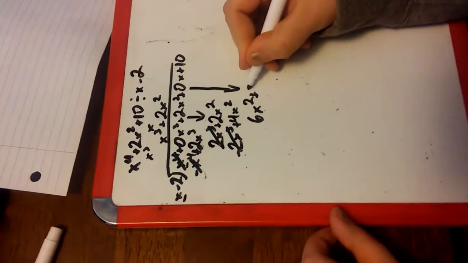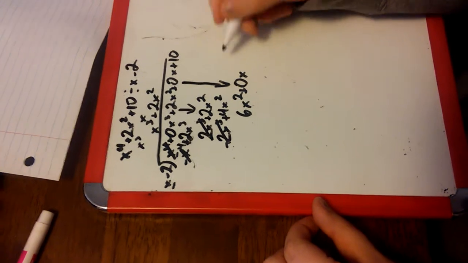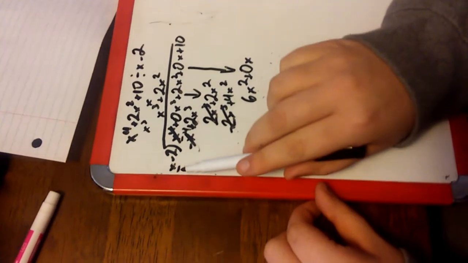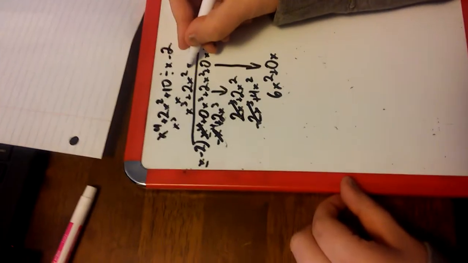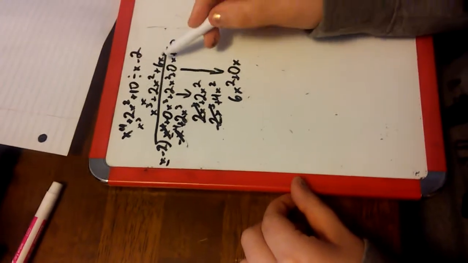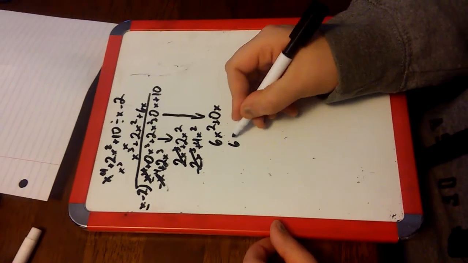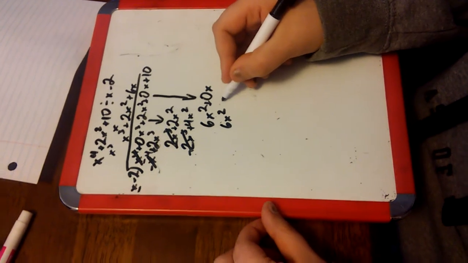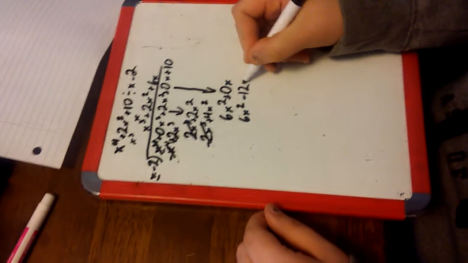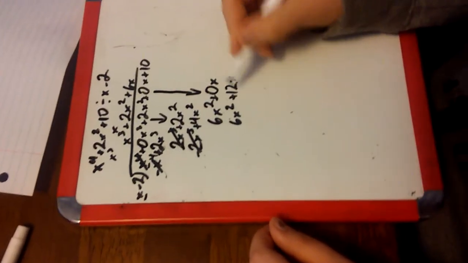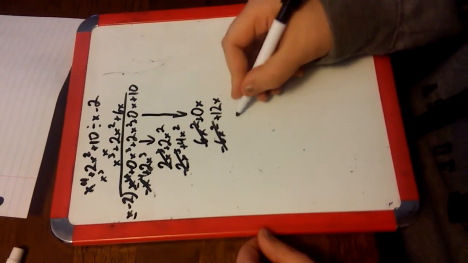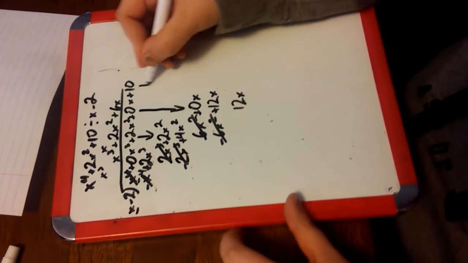And bring down your plus 0x. Then you do 6x squared divided by x, which will give you a positive 6x. And 6x times x is 6x squared, and negative 2 times 6x will give you negative 12x. This will become a positive, this will become a negative. You cancel these two out, and then you are left with 12x.